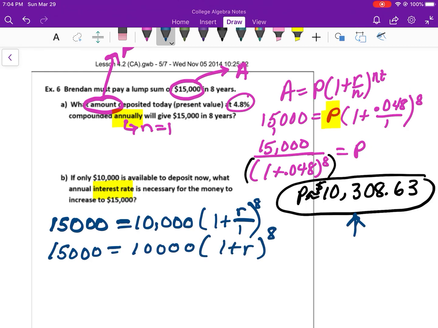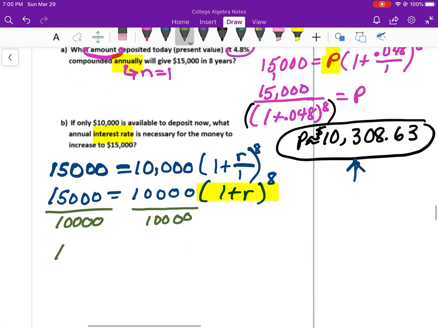Okay, we're going to try to get this R here by itself. So the goal is to get this piece by itself first. So we're going to divide by 10,000 on both sides. So 1.5.